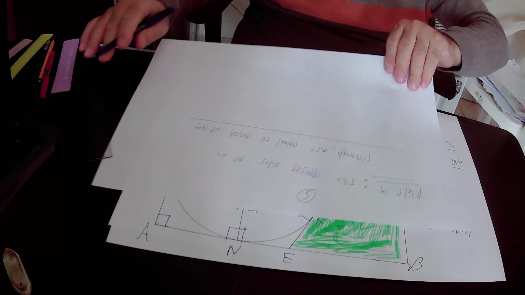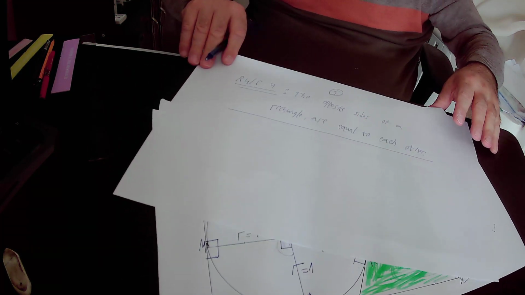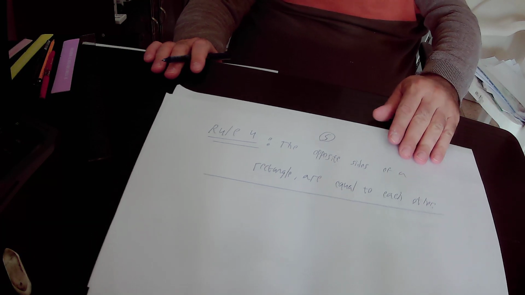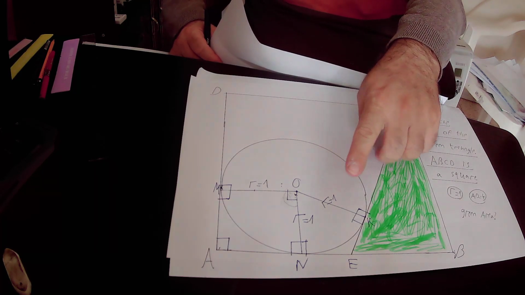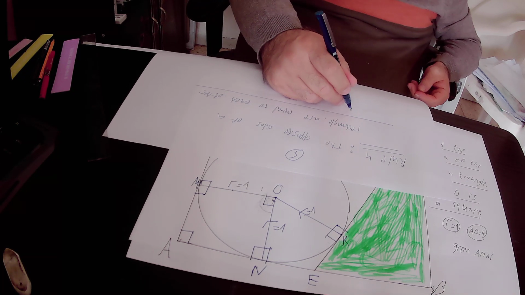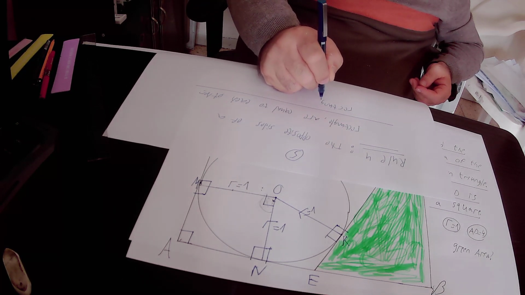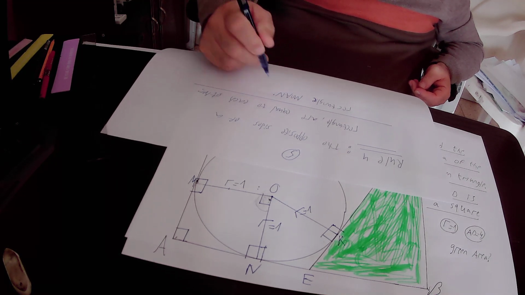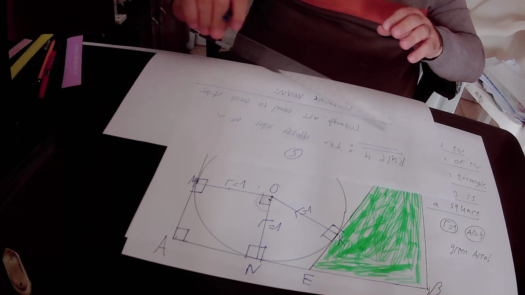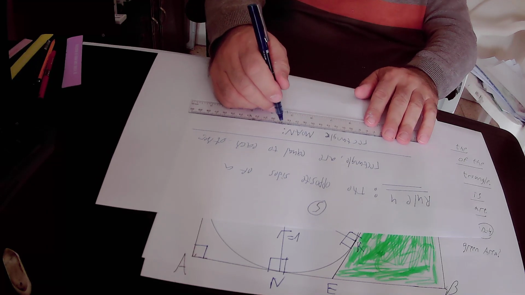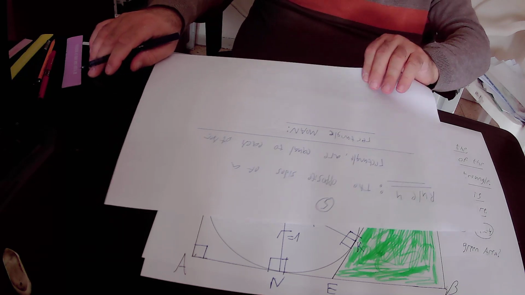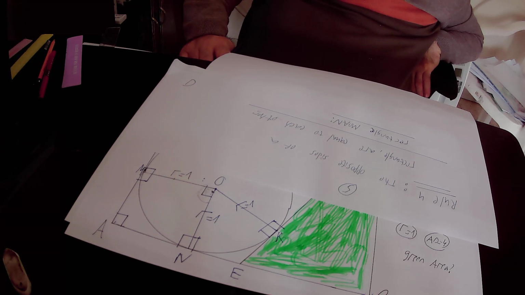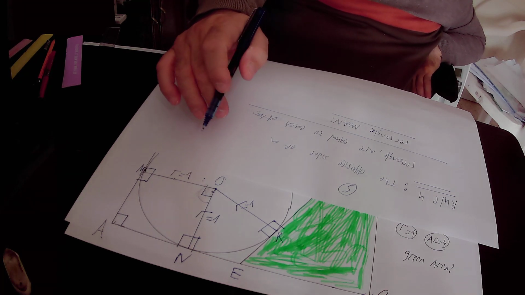So I'll repeat rule number four again. The opposite sides of a rectangle are equal to each other. So if we relate to rectangle MOAN, if you focus on rectangle MOAN, according to rule number four, the opposite sides of rectangle MOAN are equal to each other.